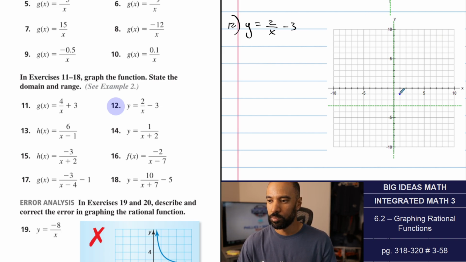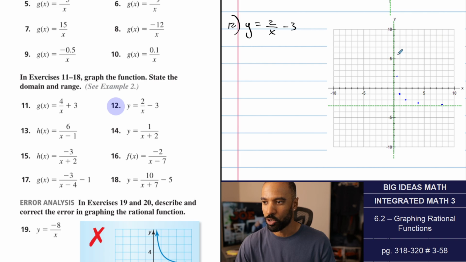2 over 1 is 2. 2 over 2 is 1. 2 over 4 is 1/2. 2 over a half is 4. We could go out to 8. 2 over 8 is a quarter. Not my favorite, but I want to get some other points. 2 over a quarter is 8.